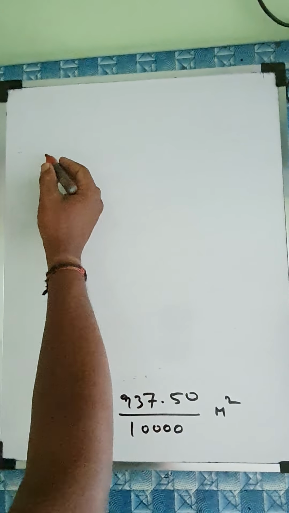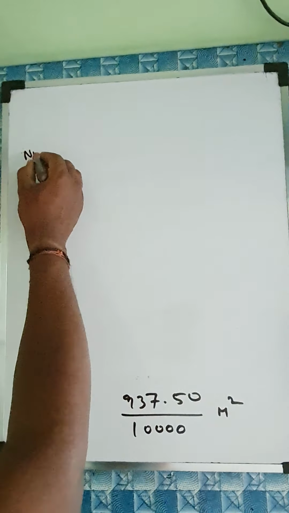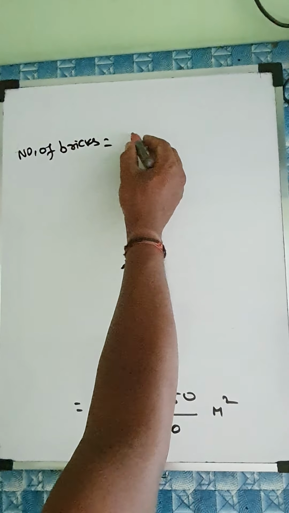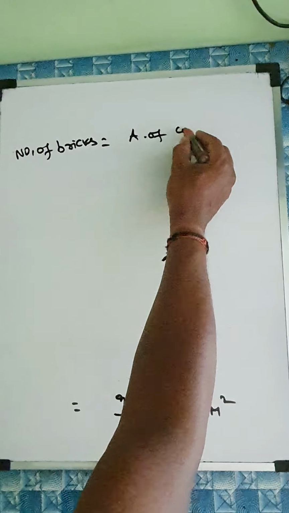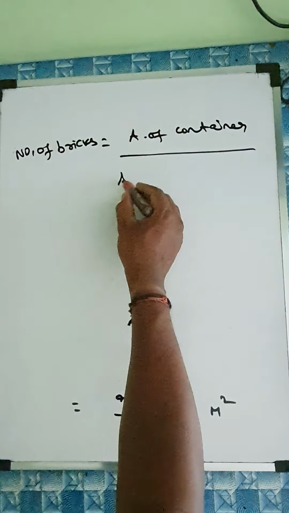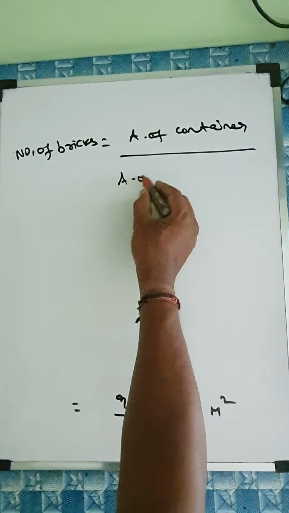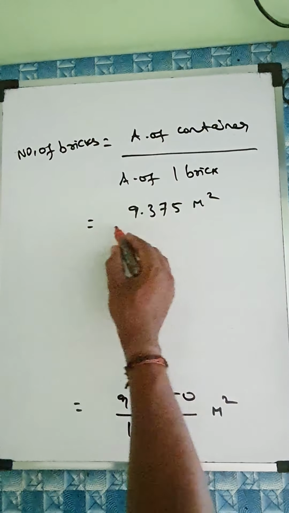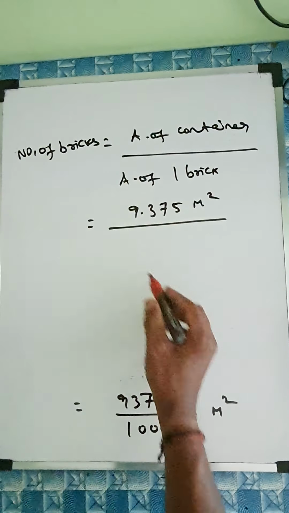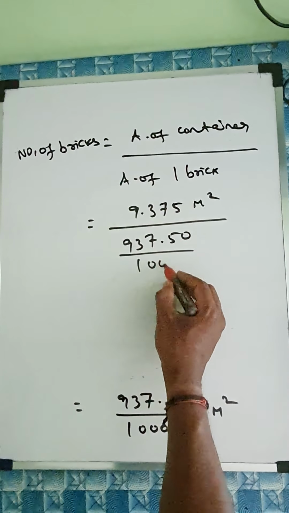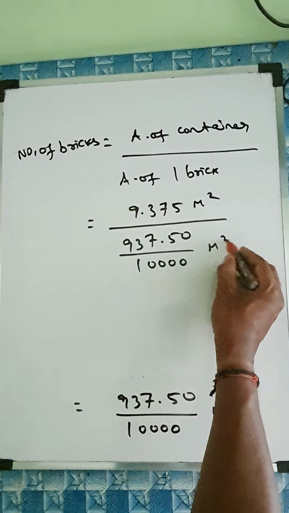Okay, so now we are going to find how many bricks. Okay, so number of bricks equal to area of the container by area of one brick that we got just now. So area of container already given in the question, 9.375 meters square, and area of one brick we got now 937.50 divided by 10,000 meters square.